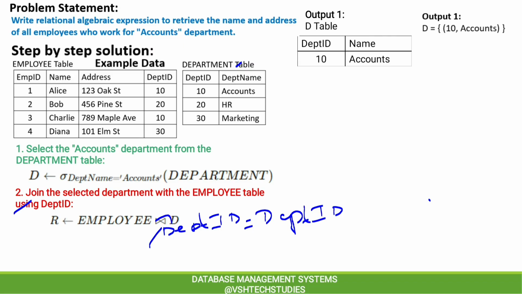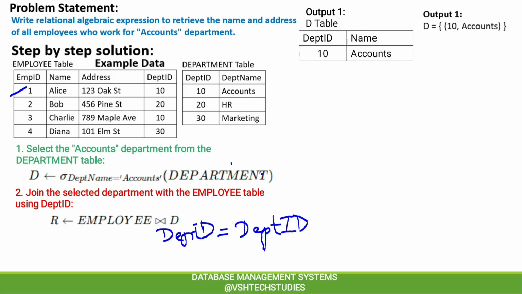So the join operation takes every row of the first table and joins it with every row of the second table. But this is a natural join, which means the condition is department ID equal to department ID. So take the first row in the employee table, because the employee table is mentioned here. Next, take the first row in the second table, that is the D table.